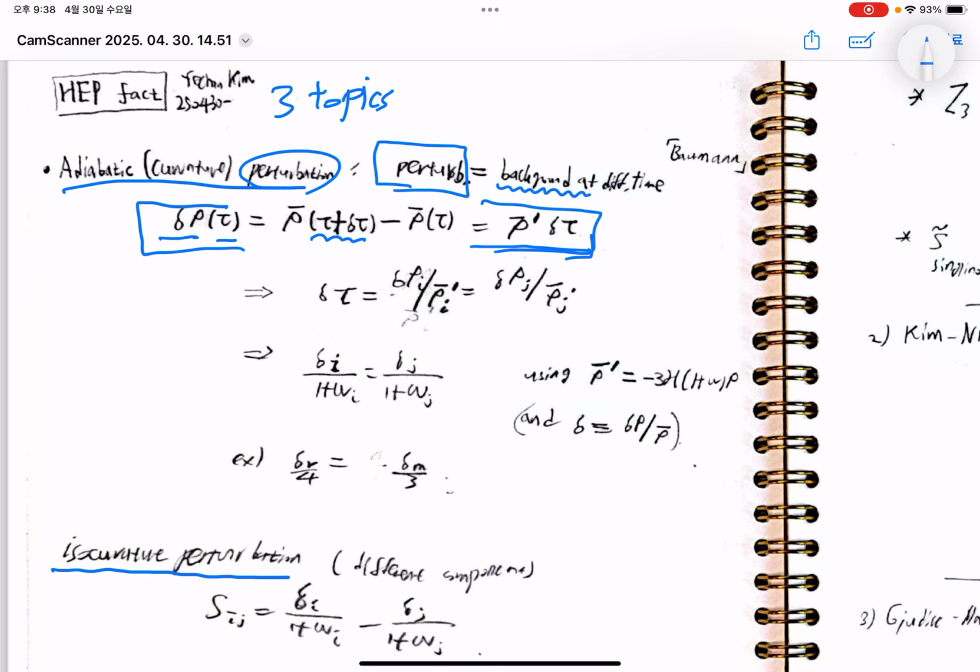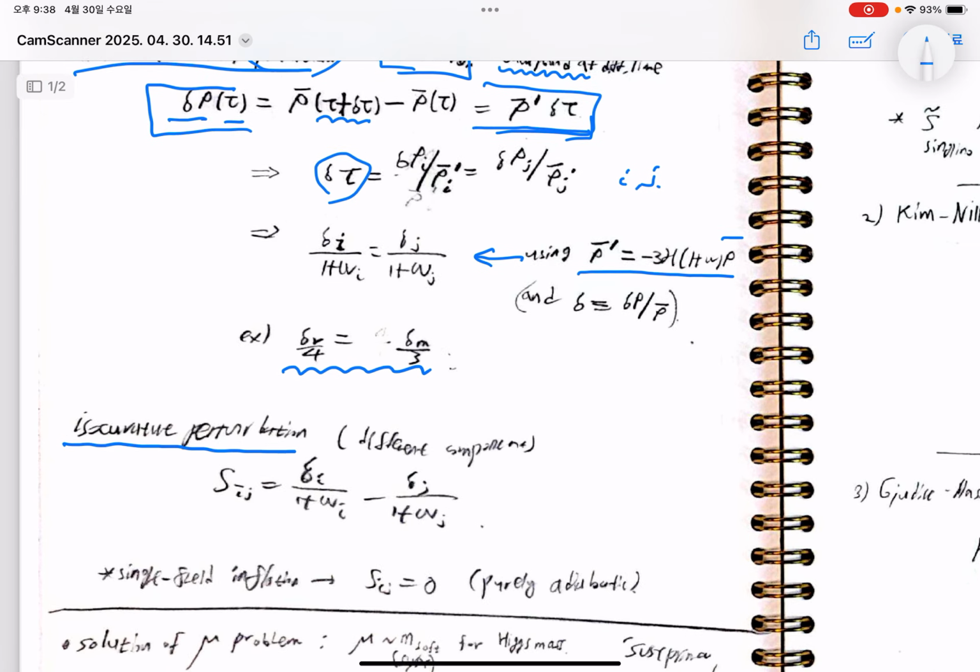And from this, the delta tau is the same. So for all the components i or j, the ratio of delta rho over rho bar prime is the same. And by using the Friedmann equations, rho prime is the same as this form. So the ratio between delta and 1 plus omega, where omega is the equation of state, is the same. So for example, the radiation and matter density perturbations have a relation with the factor of 4 and 3.